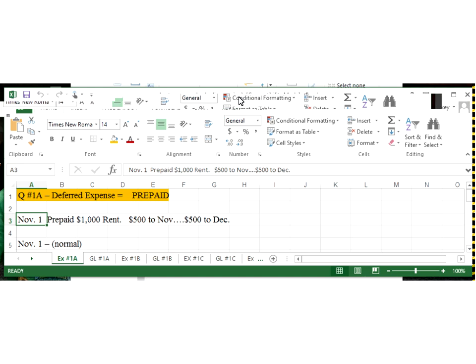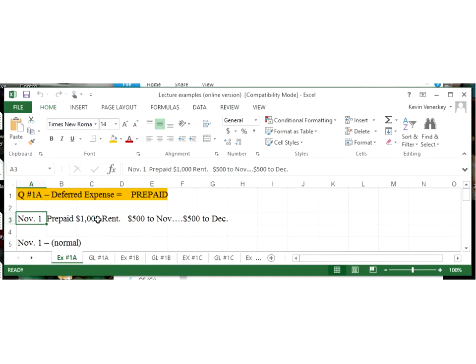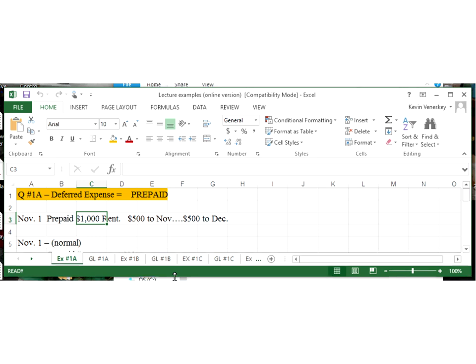So now I've got to do, what's my regular journal entry? On November 1, what kind of an entry am I going to make? I know I need to make something because I paid money. So I've got to ask myself the two questions. What did the business get on November 1? I got the use of rent. I'm using it right now, part of it, $500. And the second thing I got is the benefit of rent next month.